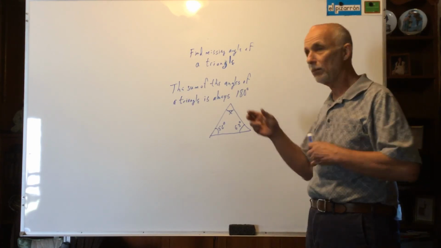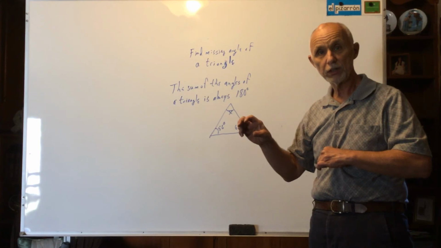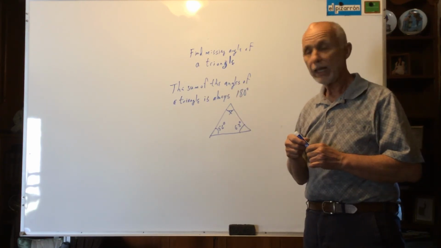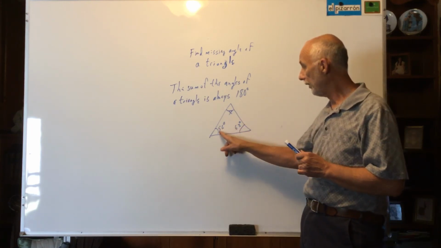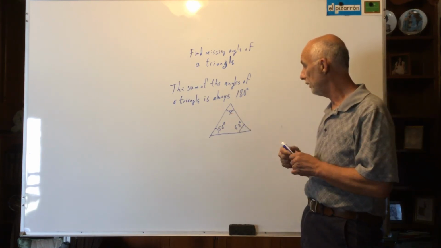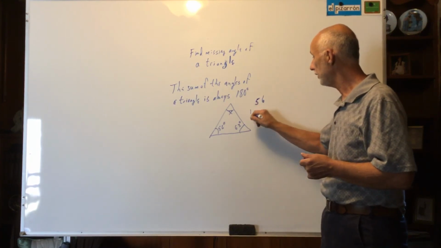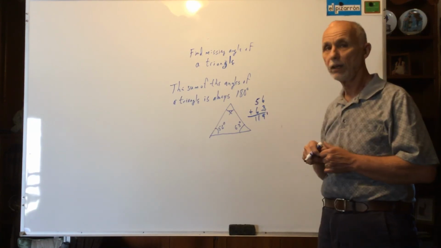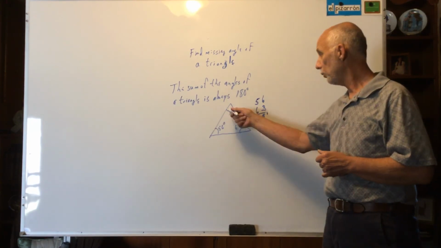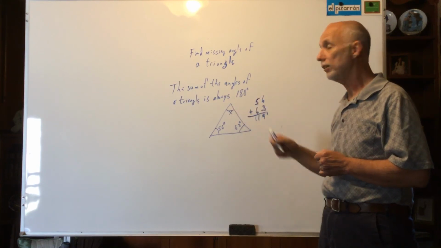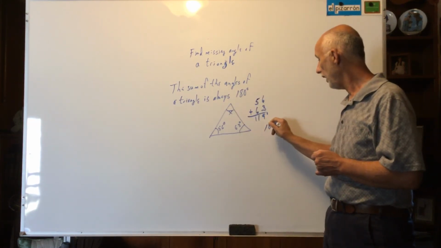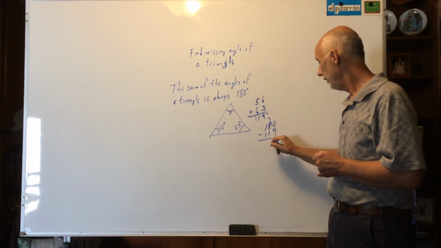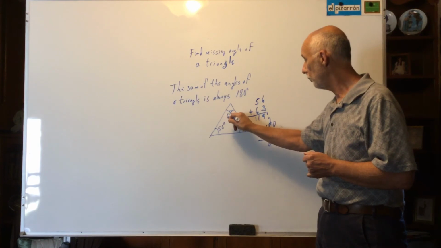Don't you find out how much the two you know have first, and then subtract that from the total to get how much the other one has? And that's exactly what I have to do here. I know what these two are, but I don't know what that one is. So I can add 56 and 63 together, and I get 119 degrees. So this one has to be the rest of it that adds up to 180. So take 180 minus 119, and that'll give you 61.